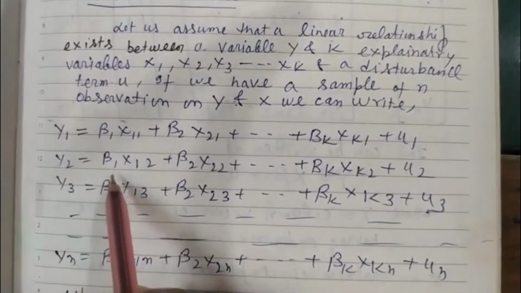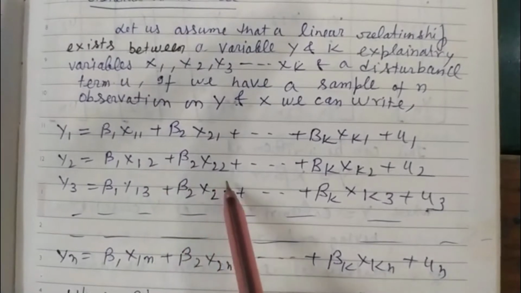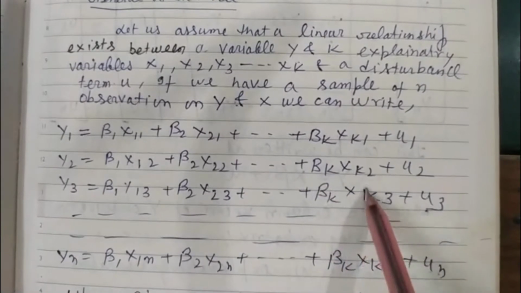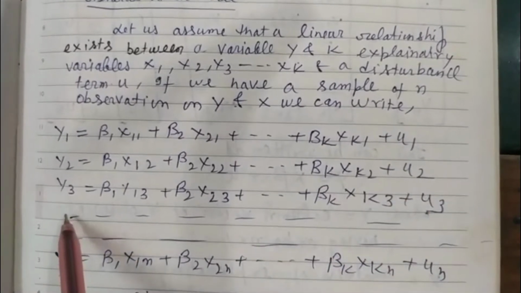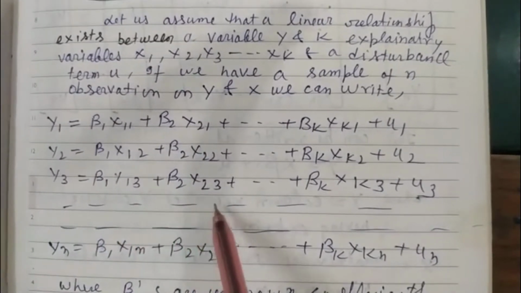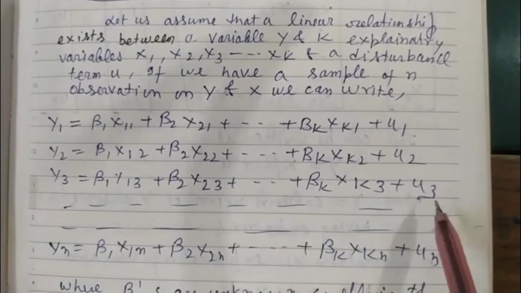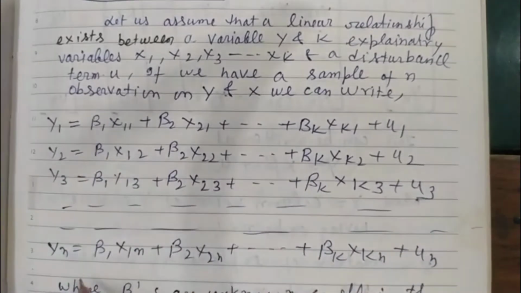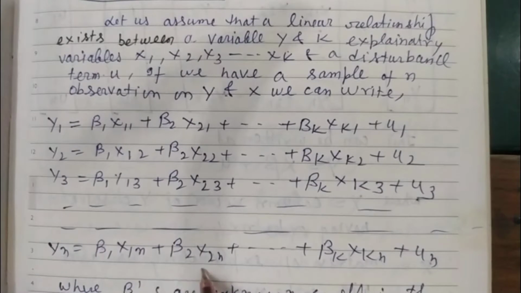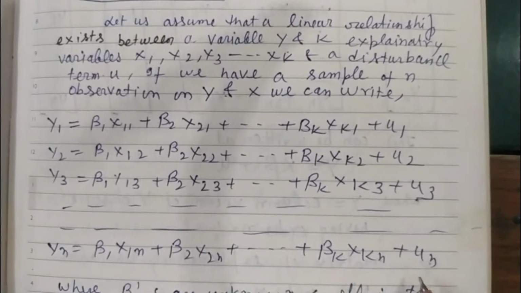Second, y2 is equal to b1 x12 plus b2 x22 plus ... plus bk xk2 plus u2. y3 is equal to b1 x13 plus b2 x23 plus ... plus bk xk3 plus u3, and so on. For the nth observation, yn is equal to b1 x1n plus b2 x2n plus ... plus bk xkn plus un.